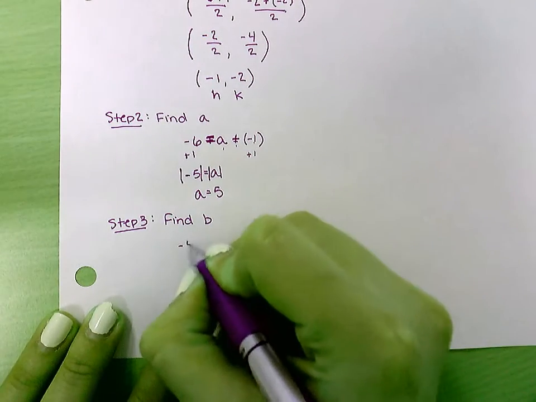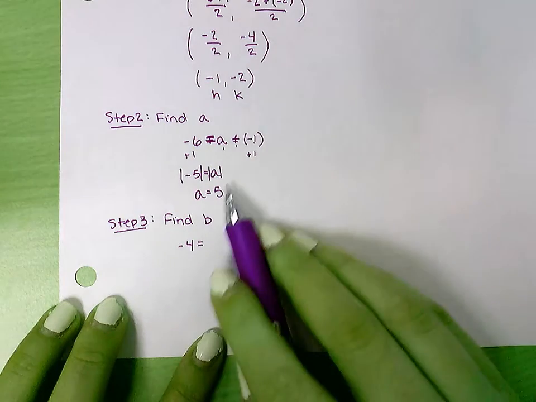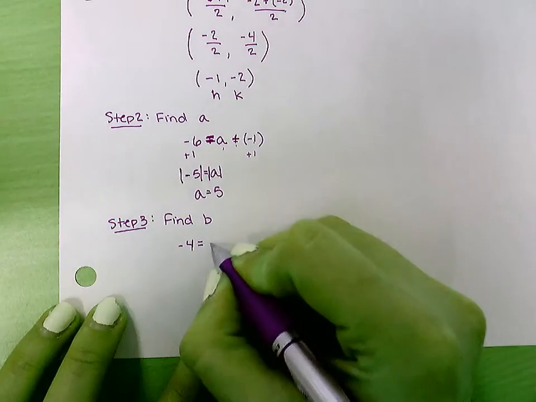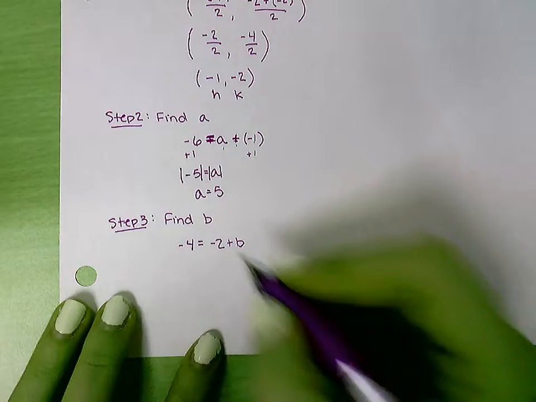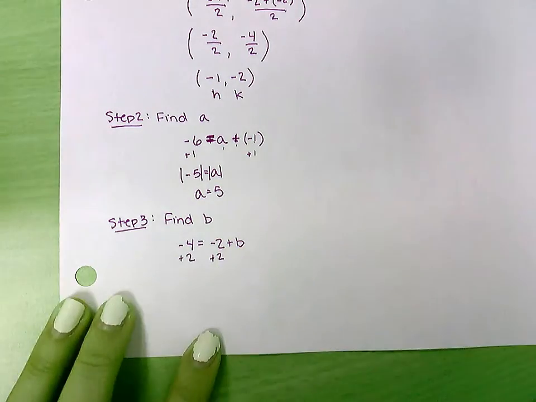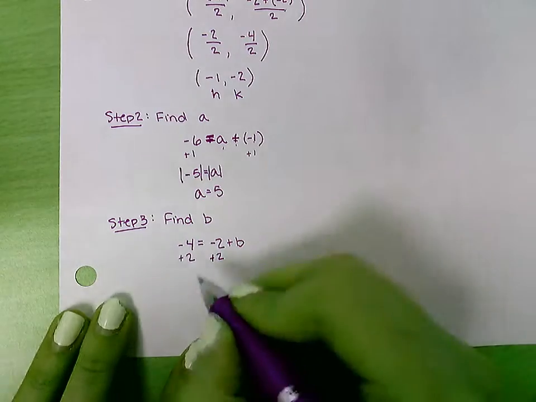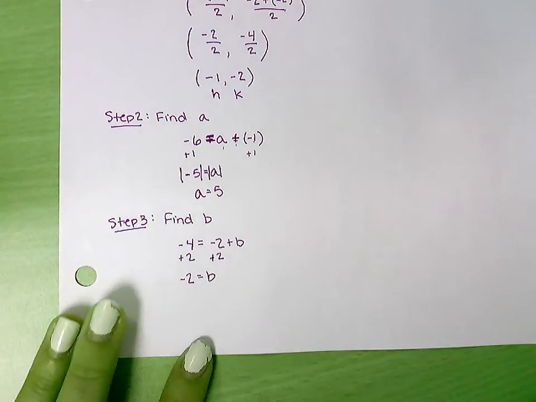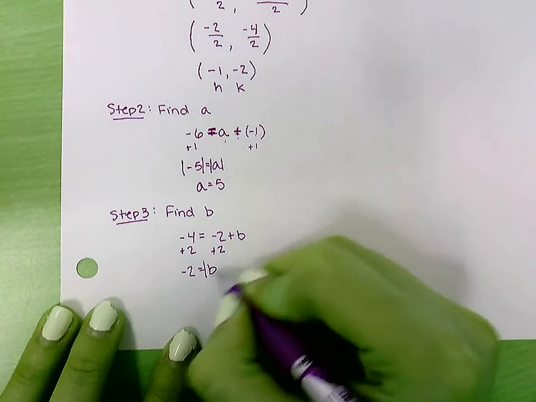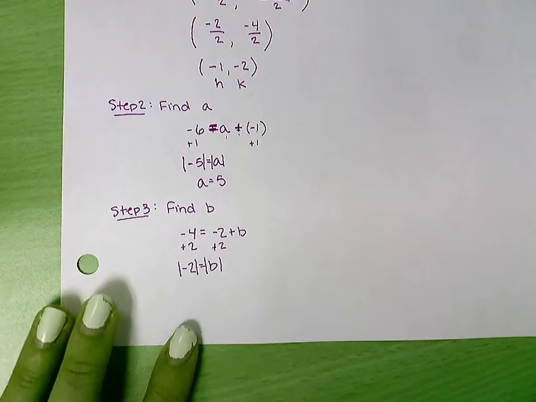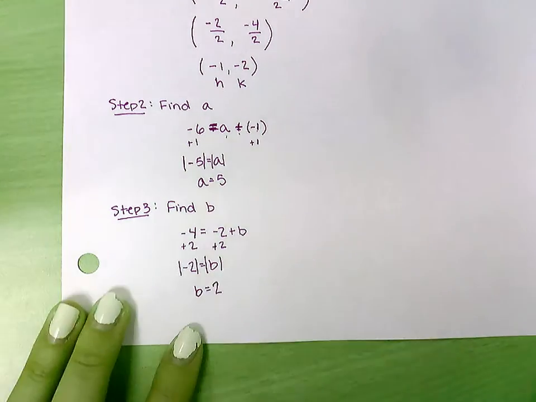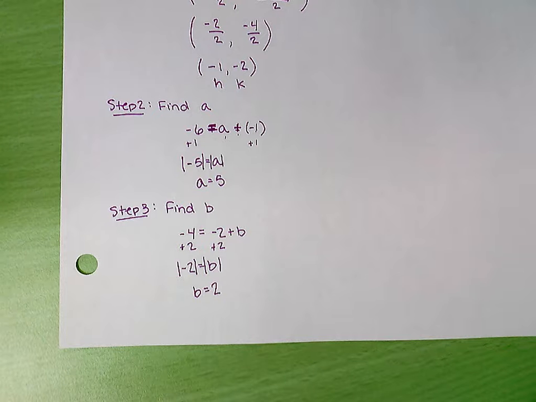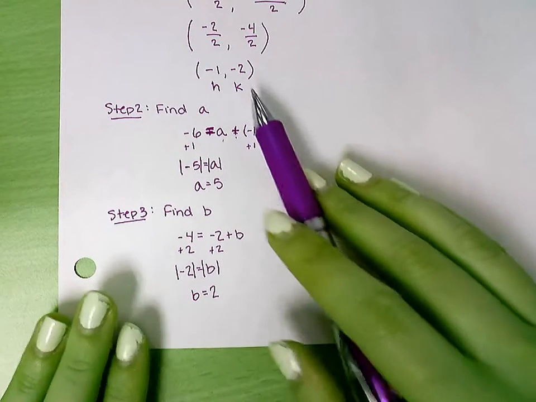So I can set -4 equal to our k value we found is -2 plus our b value. Add 2. Again, b equals... I need to take the absolute value of both sides. Your a and b values, again, always have to be positive. So b will be 2. A and b always have to be positive. h and k can be negative or positive.